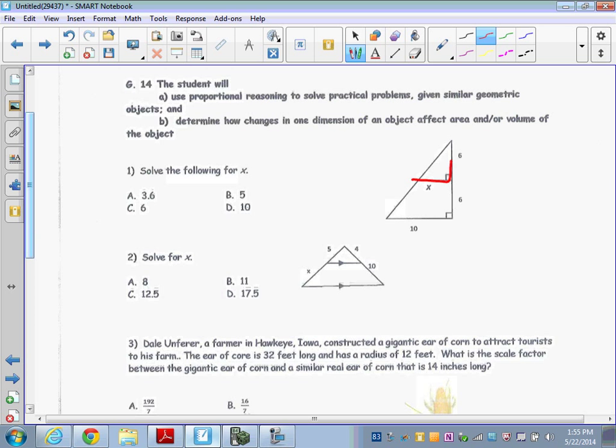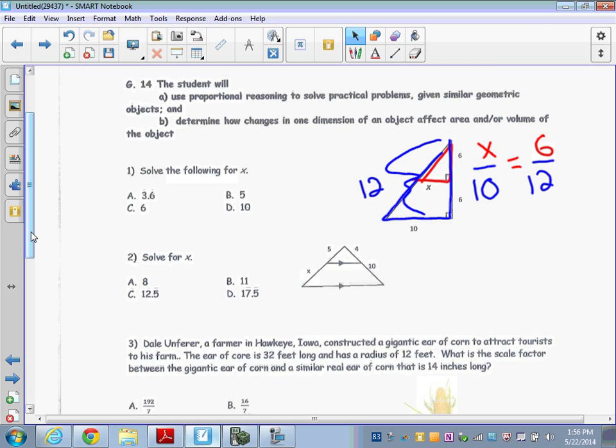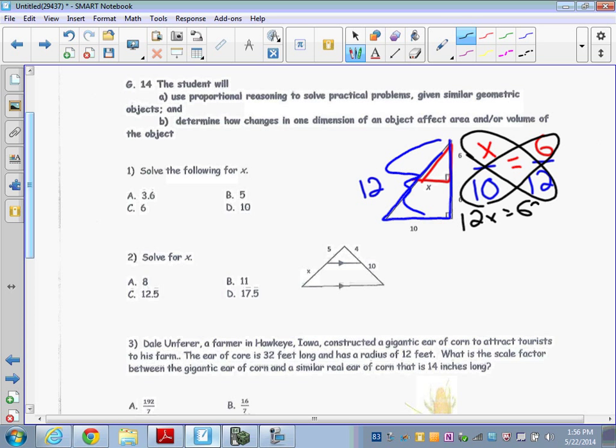So what I need to do is take one triangle, the lengths there, which are x and 6, and I need to put them over the values of the other triangle. Here's where we run into problems. Everybody sees the 10 goes underneath x, but how big is this side here? It's 6 plus 6, which is 12. Once we have it set up, it's a pretty easy solve. We get 12x is equal to 60, so x is going to be equal to 5.